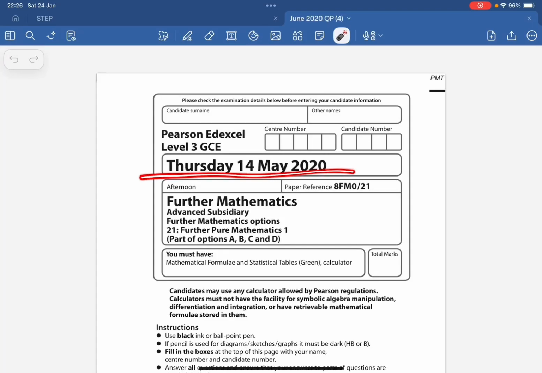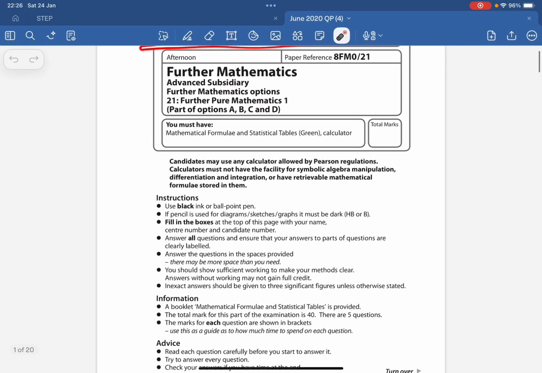Today I'm going to be going over the 2020 AS FP1 paper. So yeah, I hope this is useful to you guys.